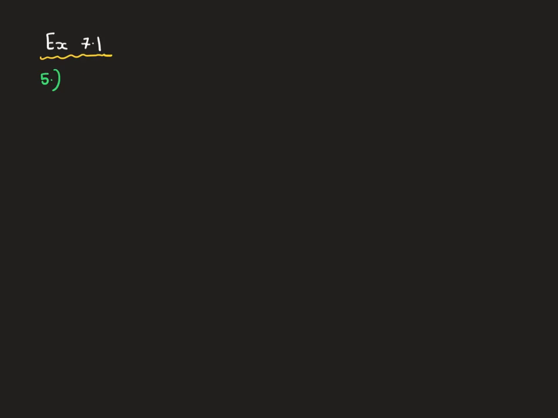So we're going to have a look at some of the questions from exercise 7.1, starting with question 5, part 1, where we need to expand (1 minus x) to the power of 3. Now this is a positive integer power, so I'm just going to use Pascal's triangle, 1, 3, 3, 1 for this, simplest way of working it out.